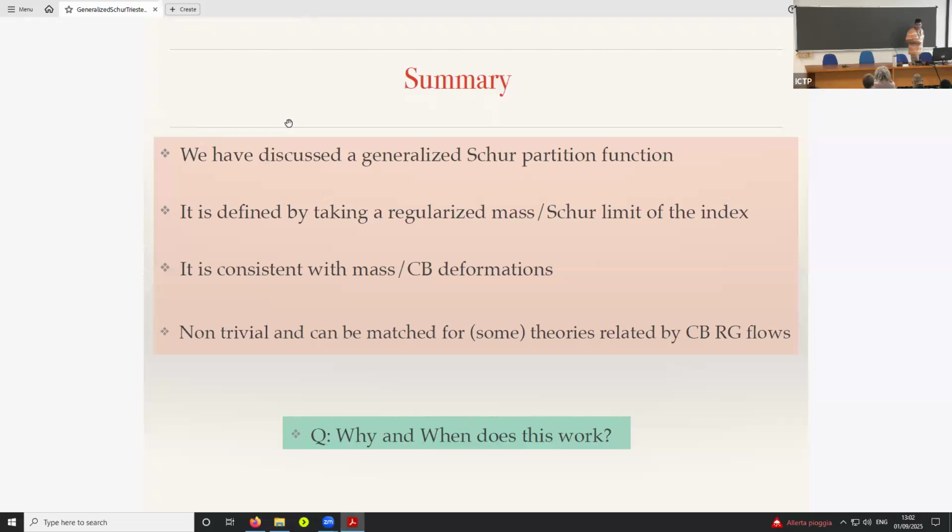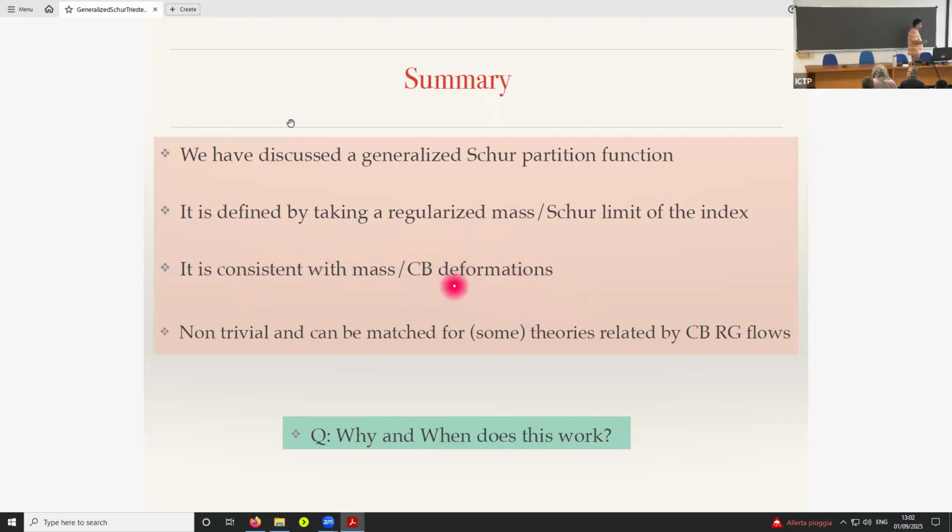So let me summarize, and then I will answer the questions in the remaining time. We have discussed the generalized Schur partition function. This partition function was defined by Chacaltana, Yan, Waffa, and Jaewon Song a long time ago in a different context. But here we revisited the computation from a different perspective, trying to understand the behavior of the index under mass deformation. And this partition function is just defined by taking this limit of mass or Schur limit or combined limit of the full index of a theory with a certain regularization parameter alpha.